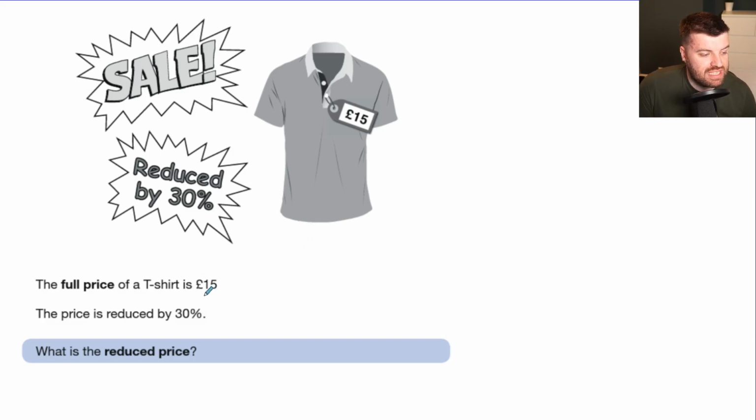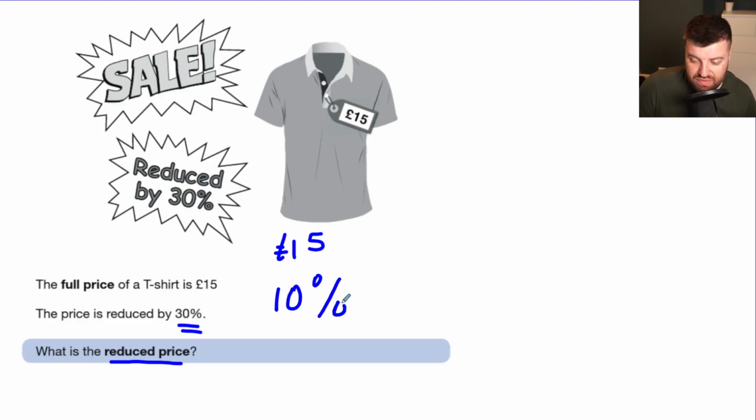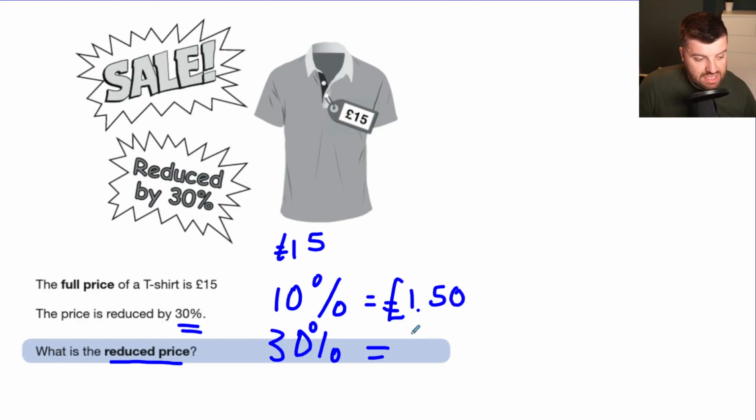The full price of a t-shirt is £15. The price is reduced by 30%. What is the reduced price? So we need to take £15. And we need to firstly work out what 30% of that is. Well, 10% we would divide by 10. 15 divided by 10 is £1.50. So what's 30%? Well, 30% would be 3 lots of that. 3 times £1.50 is £4.50.